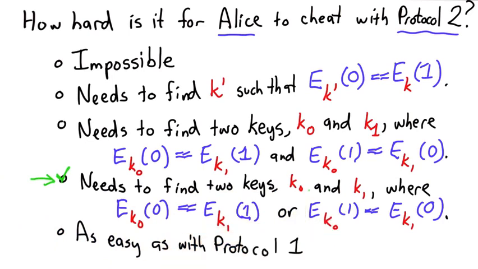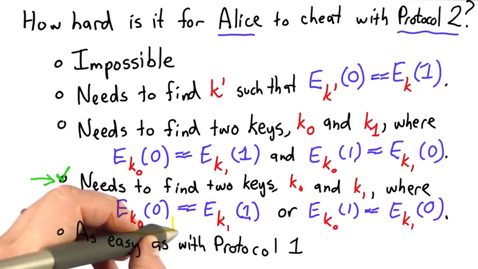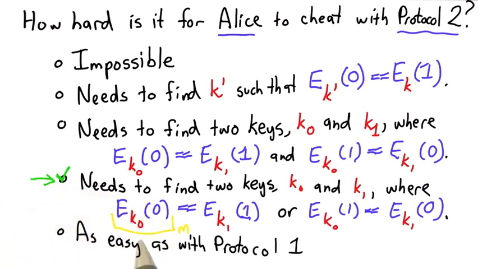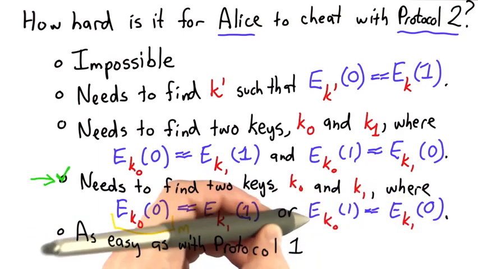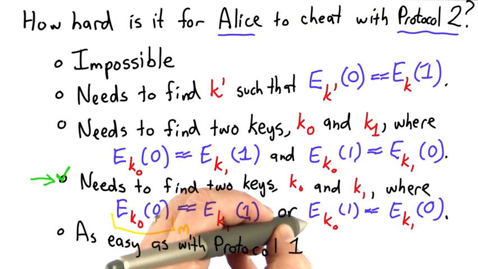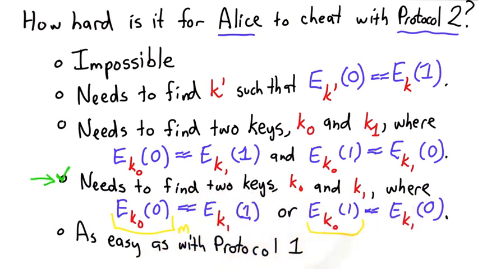If she can find two keys where either the encryption of 0 with key 0 is equal to the encryption of 1 with key 1, or the opposite, then at least half the time she has an advantage. So in this case, if she sends this as the message, if Bob guesses 0, she can win by revealing K1. If Bob guesses 1, she can win by revealing K0. So she's guaranteed to win. If she finds a key pair like this, well then she can do the same thing. She can reveal this as the message, and then based on Bob's guess, reveal either K1 or K0. Either of these would also allow her to cheat.